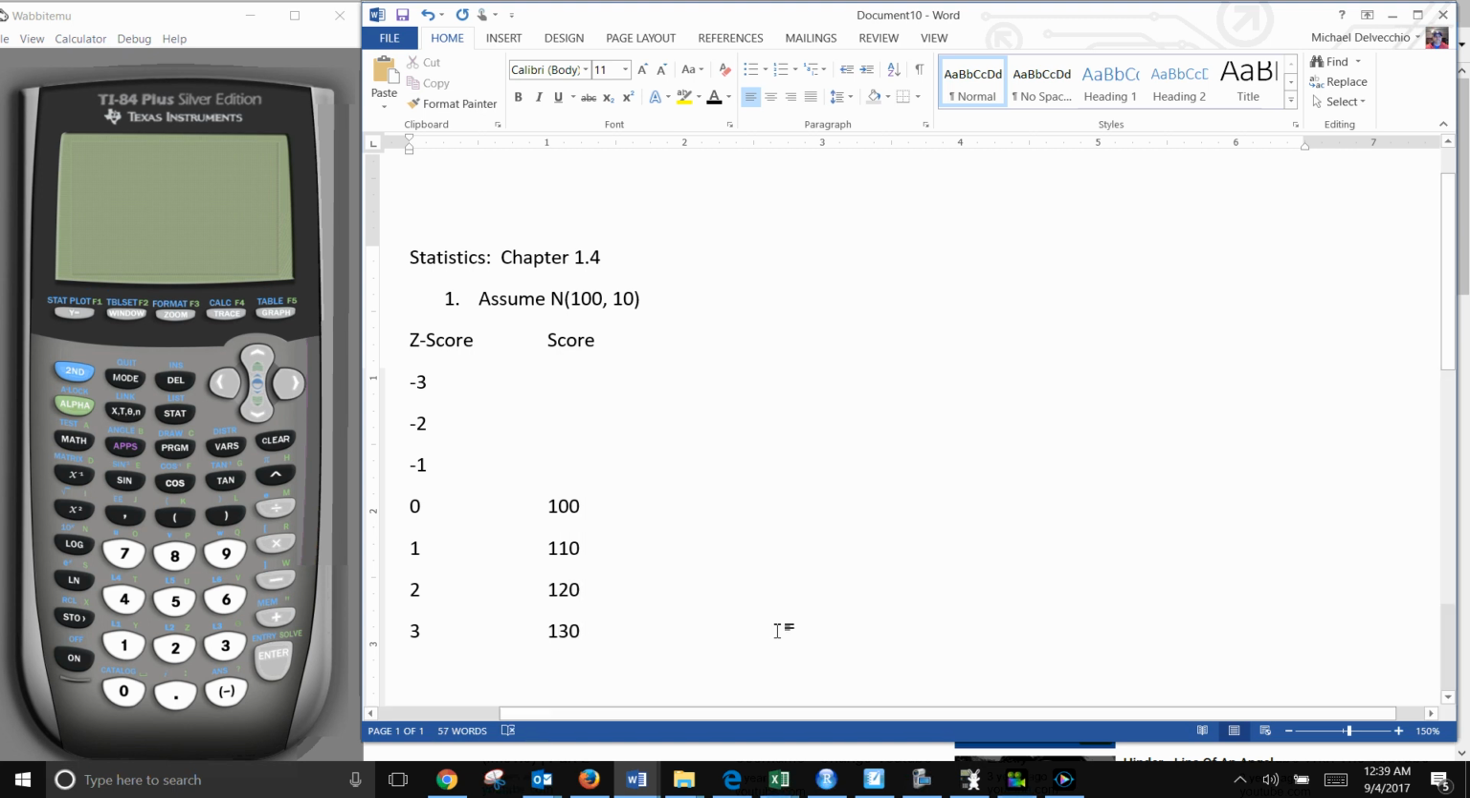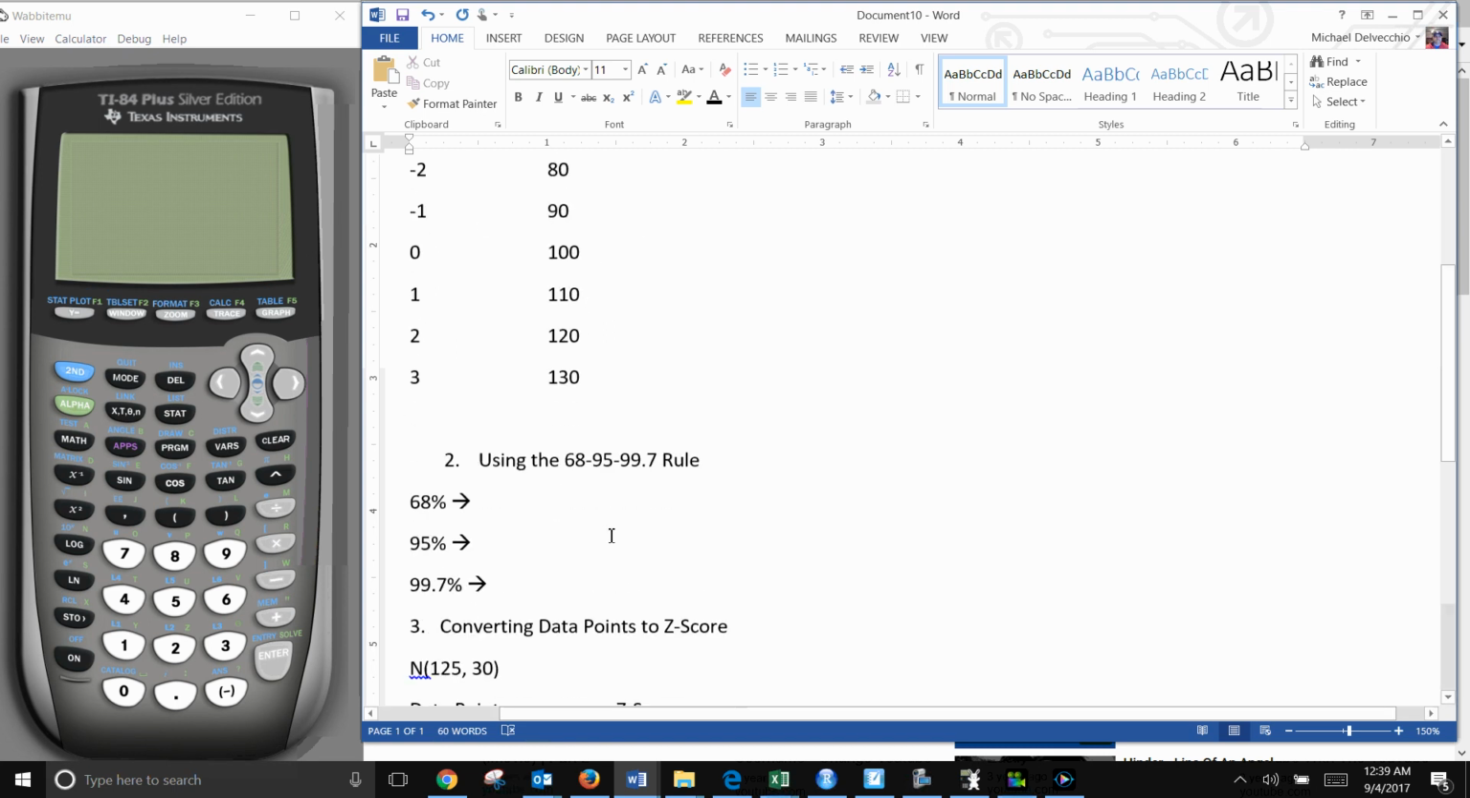So you could convert these using your formula, but it's a lot easier if you understand this. And then if I was going to the other side of the mean, I'd be subtracting 10 for each one. So this one would be 90, -2 would be 80, and -3 would be 70.